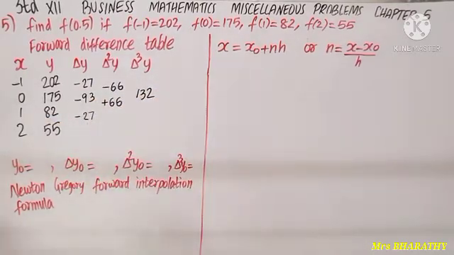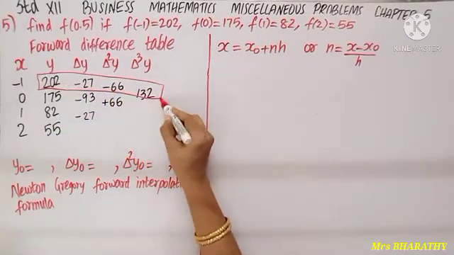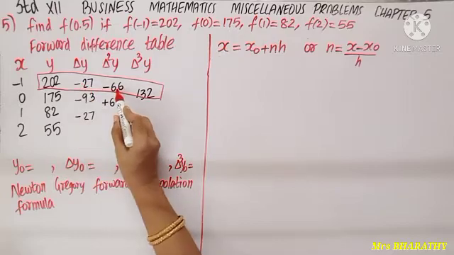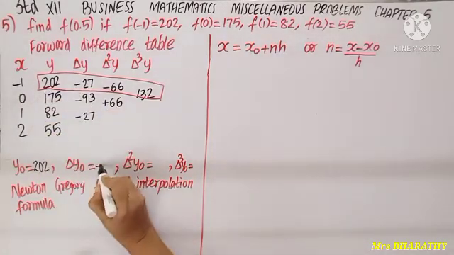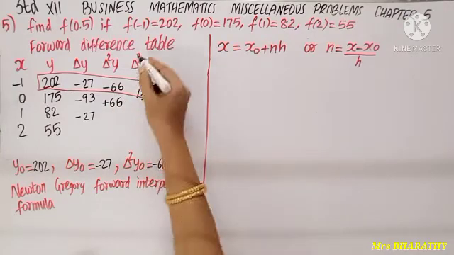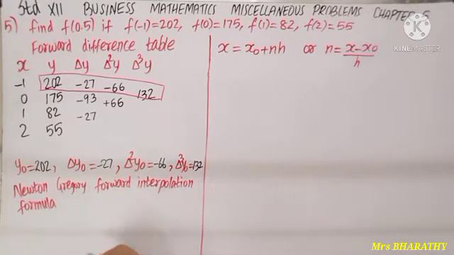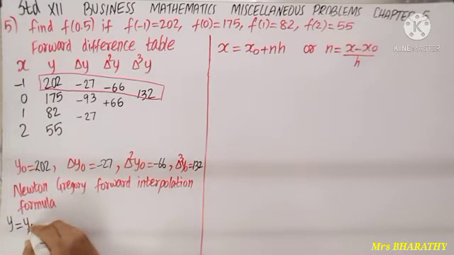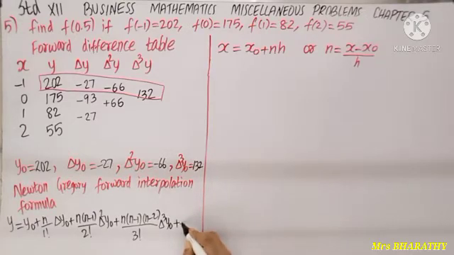As we have completed the table, we will box the first values and call them y0, del y0, del square y0, del cube y0. As we know the values, let us write down Newton-Gregory forward interpolation formula. Y equals y0 plus n by 1 factorial del y0, plus n into n minus 1 by 2 factorial del square y0 plus n into n minus 1 into n minus 2 by 3 factorial into del cube y0 and so on.